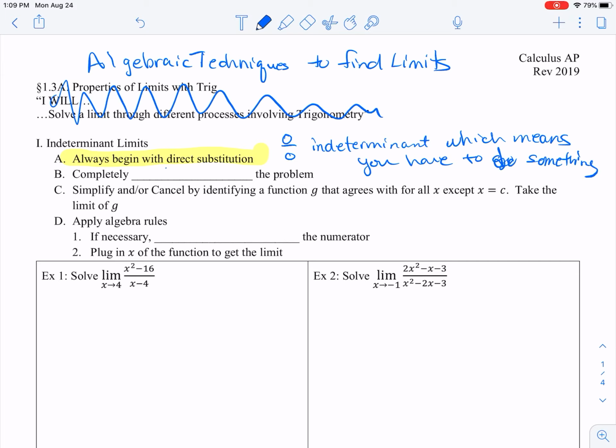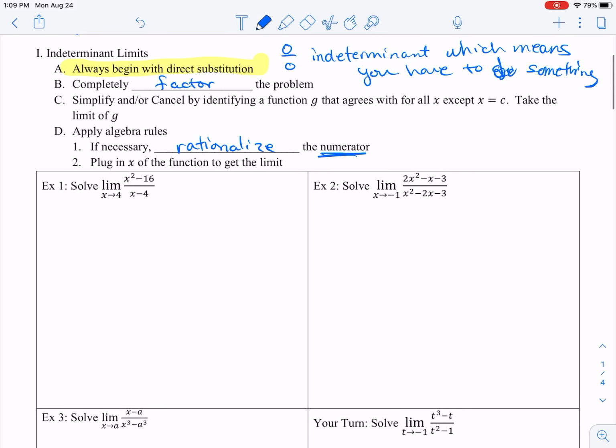Now, first you start out by you completely factor the problem. That will always help. Simplify and cross things out. Clean it up. If necessary, rationalize the numerator, not the denominator. Okay? So this first one, what happens when you plug in 4?